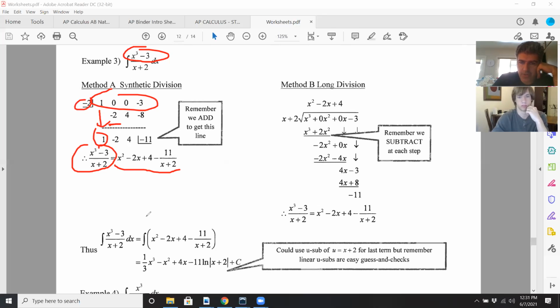Can you integrate that? Sure. That's easy. That's it. X cubed over 3, that's -2x over -2x squared over 2, 4x, and that's -11 times natural log of x plus 2 plus c.